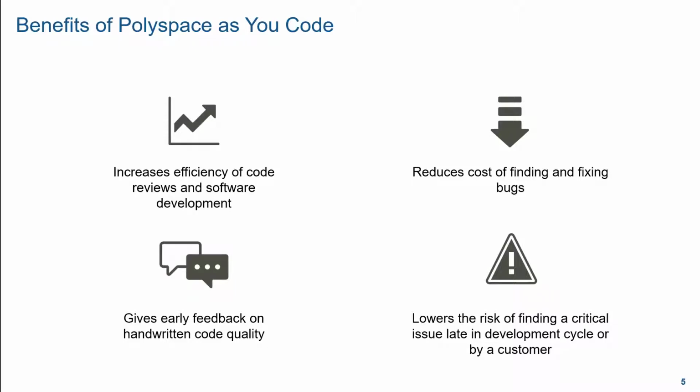To summarize, Polyspace as you code increases efficiency of code reviews, reduces cost of fixing bugs, provides early feedback on code quality, and lowers the risk of finding critical issues late in the development cycle or by a customer.